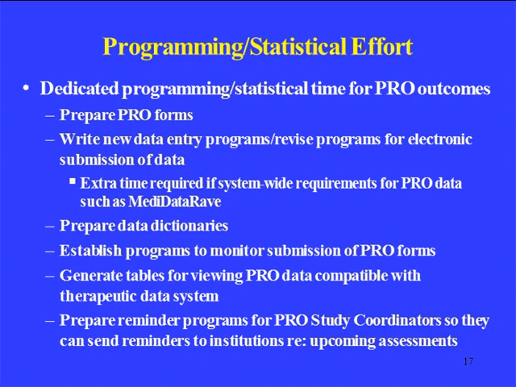Programming and statistical effort is very important for this, and including PRO measures is associated with some degree of effort on the part of programming and the statisticians. So one of the things that has to be done is PRO forms need to be prepared that are in compliance with the system for forms in that particular group conducting the trial. New data entry programs might need to be produced and or some revisions for electronic submission of data.